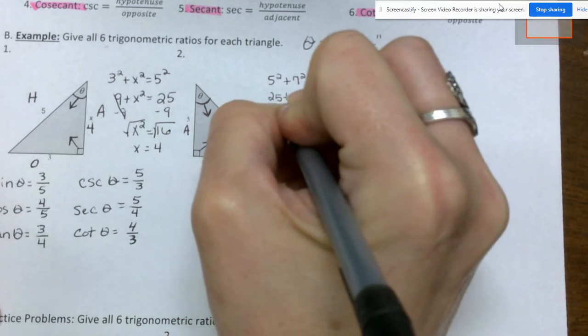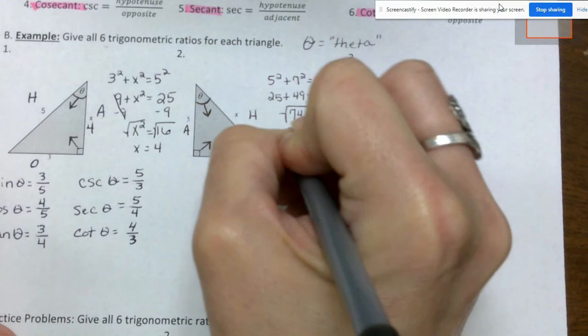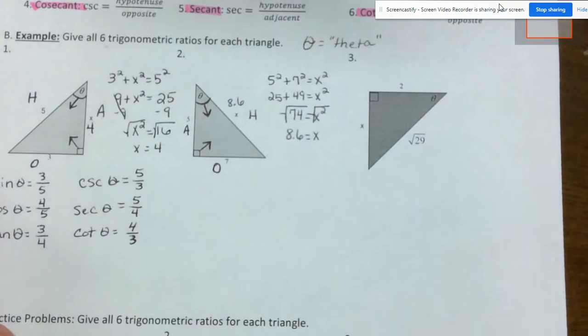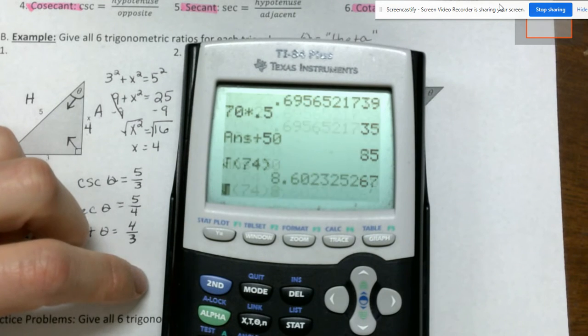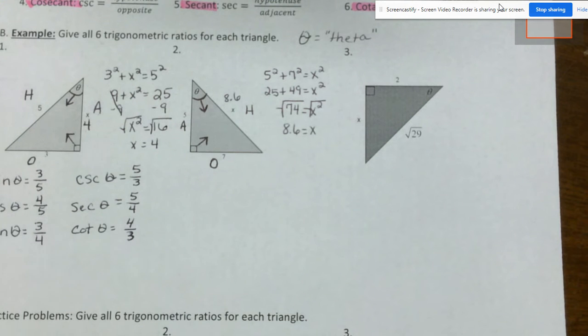If you take the square root of 74, we're going to round that. So it's going to be x equals 8.6. So my hypotenuse is 8.6. And again, all I did to come up with that was key in the calculator square root 74. And that gives you 8.6. Okay? So if you need to see how to do that.